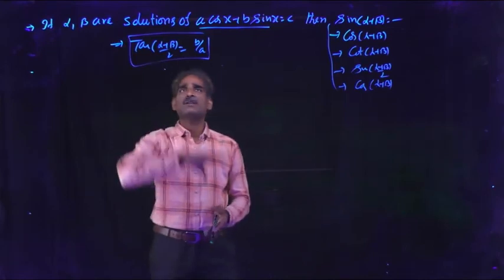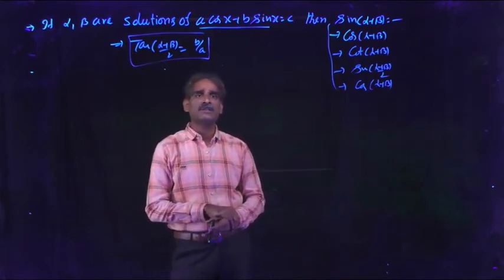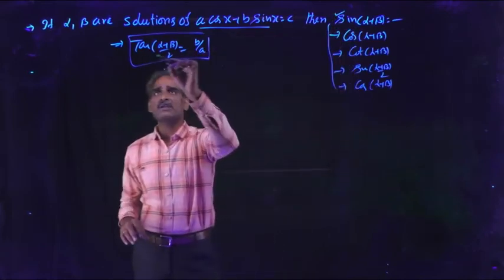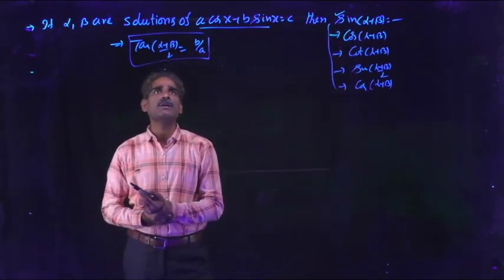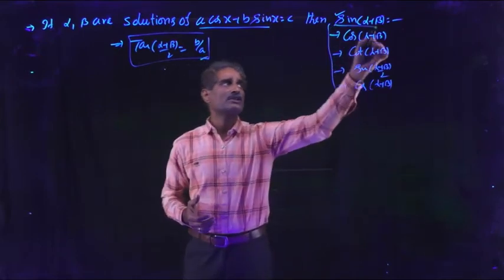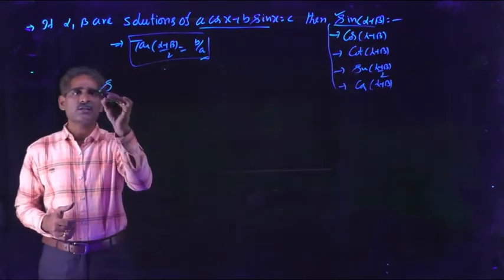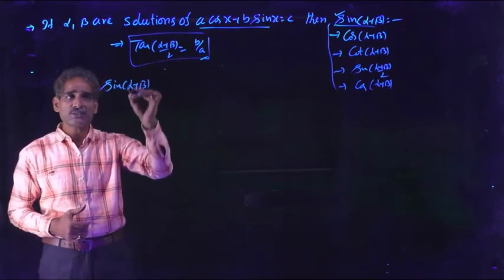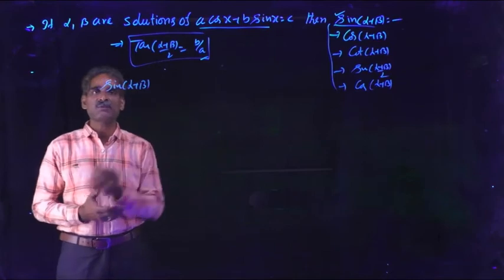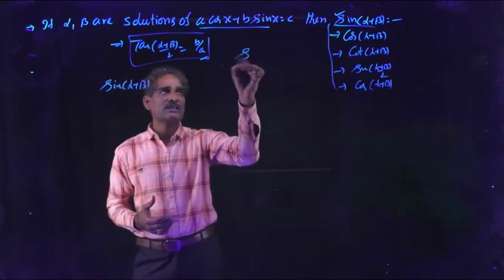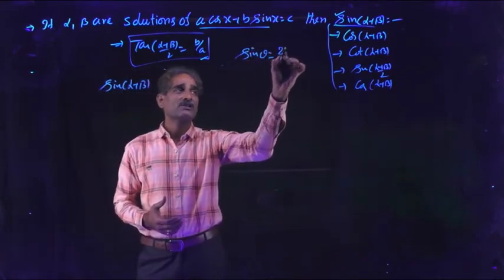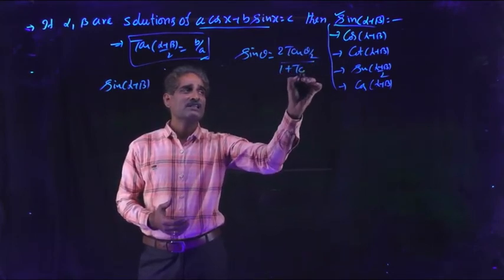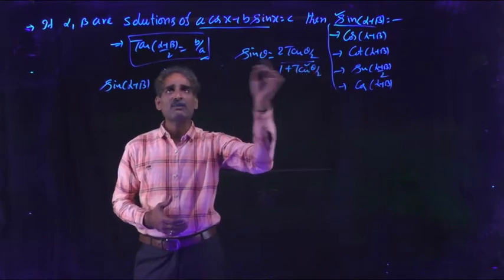Here alpha, beta are the solutions of this equation a cos x plus b sin x equals c. How can you find sin alpha plus beta? From this we have tan of alpha plus beta by 2 equal to b by a. With the help of this we have to find sin alpha plus beta. So try to express sin alpha plus beta in terms of tan alpha plus beta by 2. We have a formula for sin theta in terms of tan, that is 2 tan theta by 2 by 1 plus tan square theta by 2. The same formula applies for this angle.